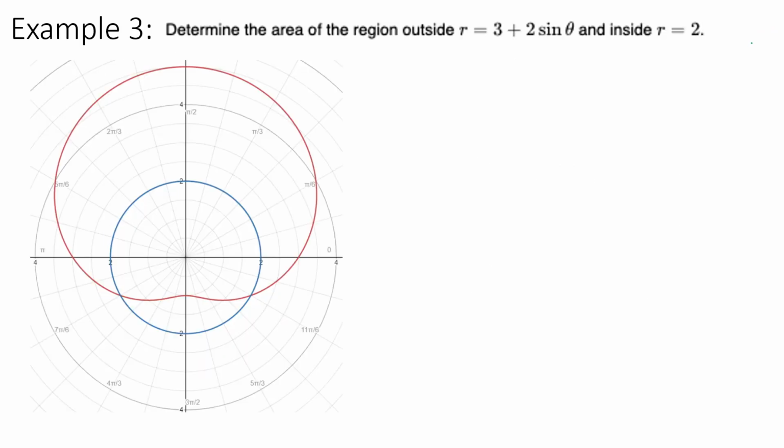Okay, so let's go to this problem. So this time we're going to determine the area outside 3 plus 2 sine theta but inside the circle. So if you look, outward is the red but inner is your blue, right? So this is the area. So inner to the blue, outer to the red. So this is the area that the problem is looking for.